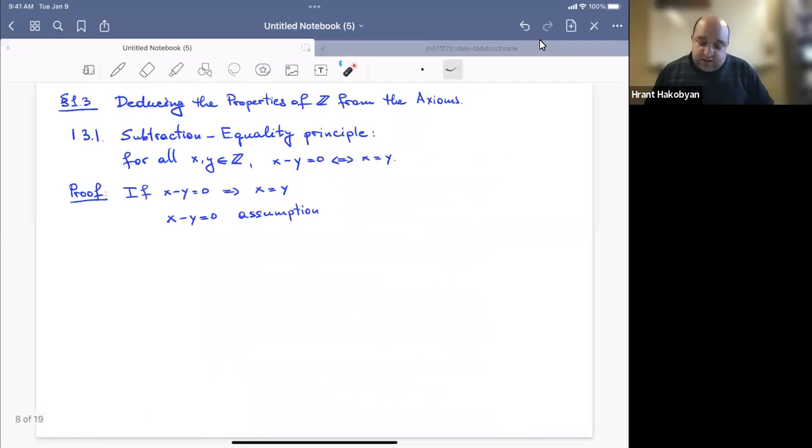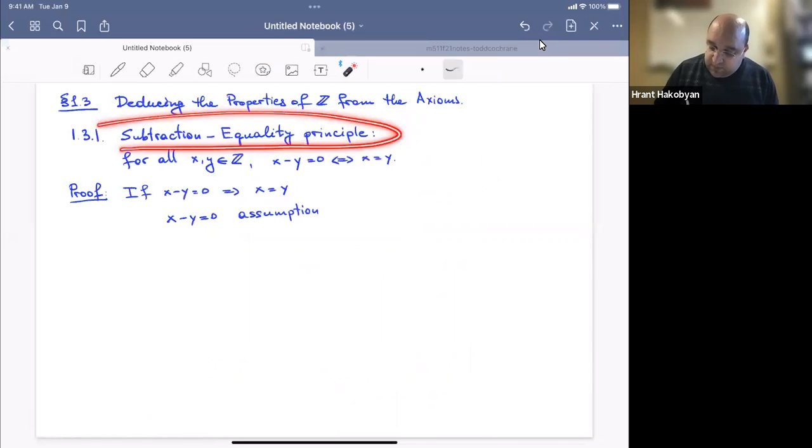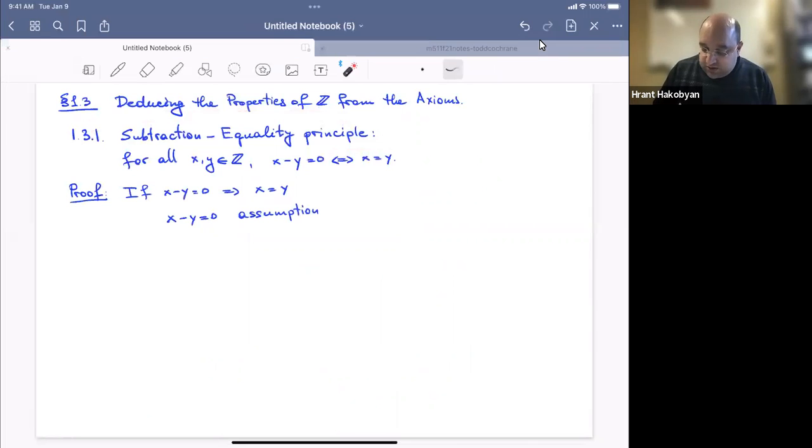Okay, so let's start with one of the important properties of the integers, which is called the subtraction equality principle, which says that for all integers x and y, you have that x is equal to y if and only if x minus y is equal to 0. So remember, 0 was the additive identity. So we want to see why this property is true.